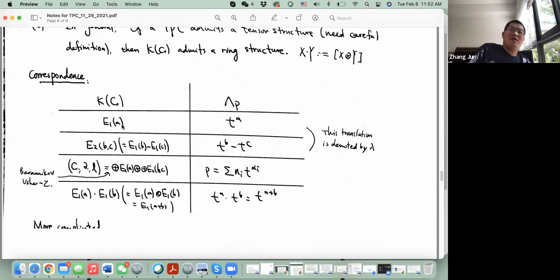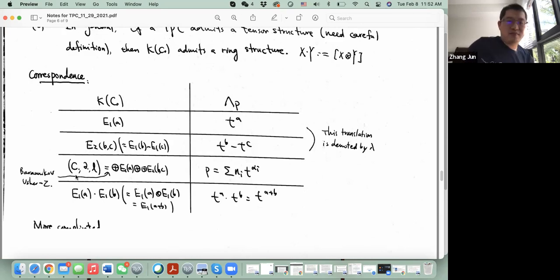Recall that E1 is this type 1 chain complex, right? One generator with filtration A, and it never dies. So it corresponds to the bar A infinity. E1 corresponds to the monomial T to the A power. And similarly, E2 corresponds to T to the B minus T to the C, where there's B here and C here. So T to the B minus T to the C.